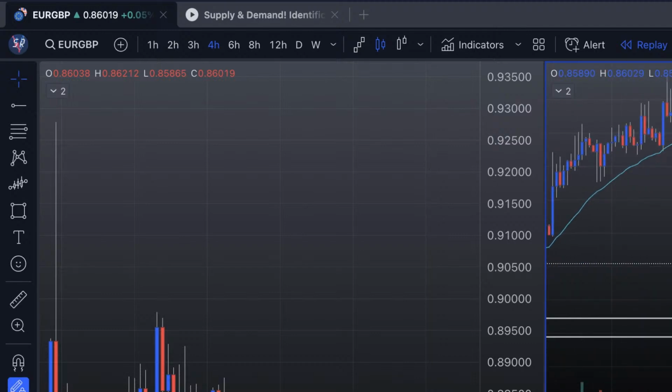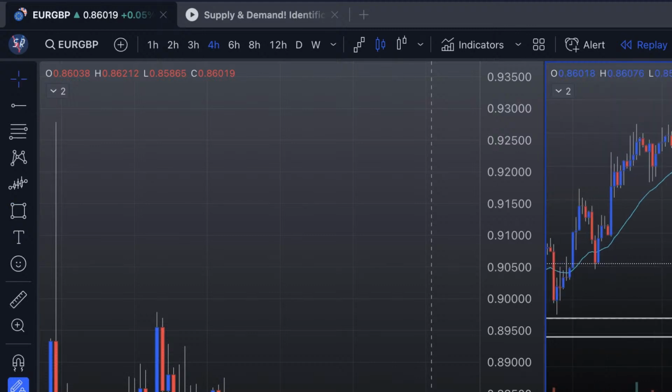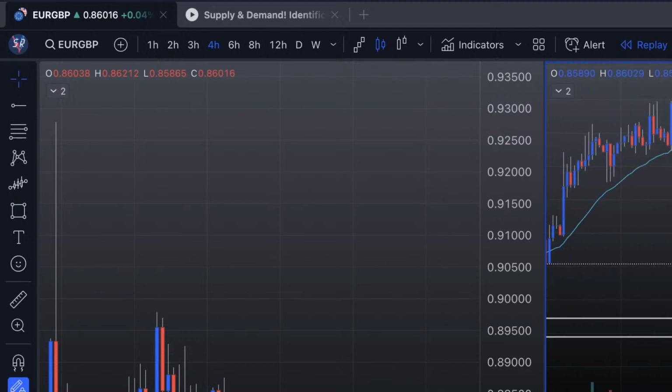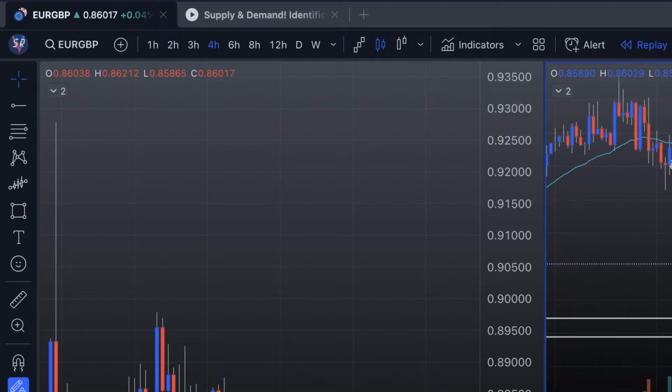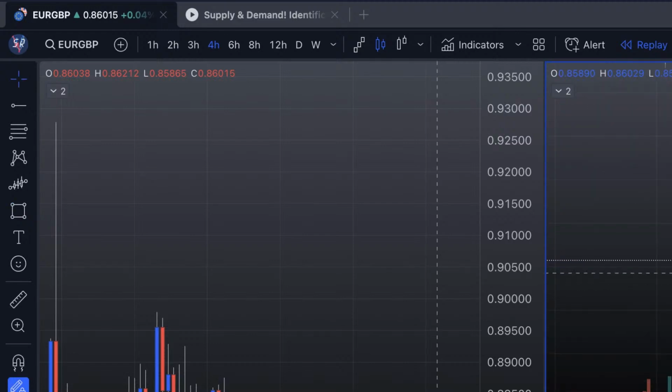Okay, so here's what I'm getting at. I don't primarily use the indicators. I only use them for confirmation. So I'm just throwing this on here for education purposes only. This is no longer a part of my strategy. It gets a little confusing.